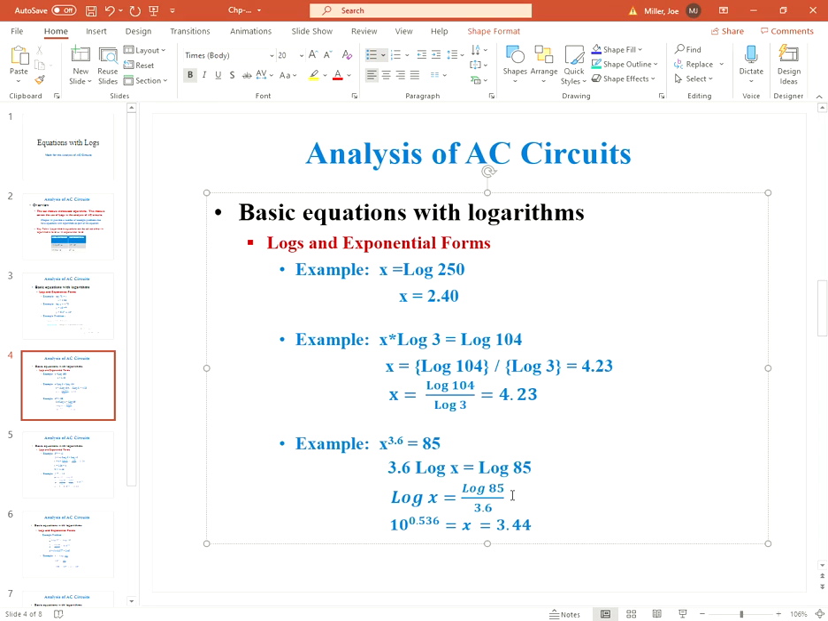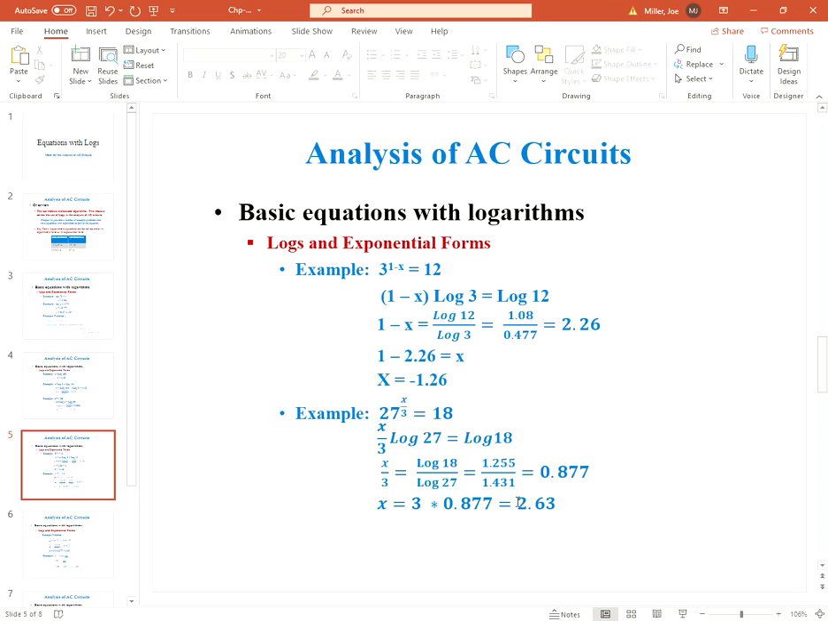And that equals 0.536. So the log of x equals 0.536, and you want to find x. So the log of x as the exponent of the 10 will give you x, and this as the exponent of the 10 will give you this, and you carry out the calculation, you end up with x equals 3.44.